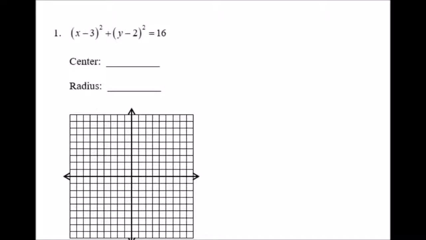First, we have an equation, (x - 3)^2 + (y - 2)^2 = 16. We need to find the center and the radius and then graph this circle. One important reminder, because the formula is x minus h and y minus k, the negatives are already included in the formula. So h is just 3 and k is just 2. So our center is (3, 2).